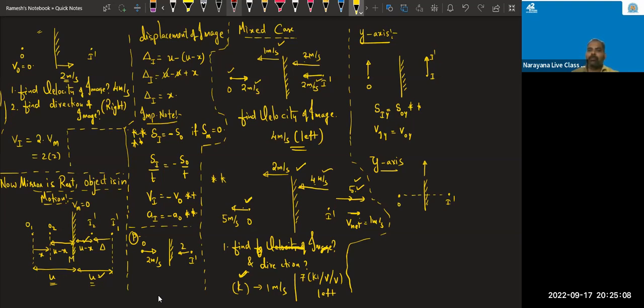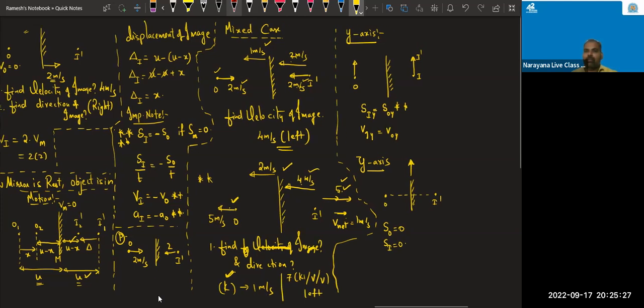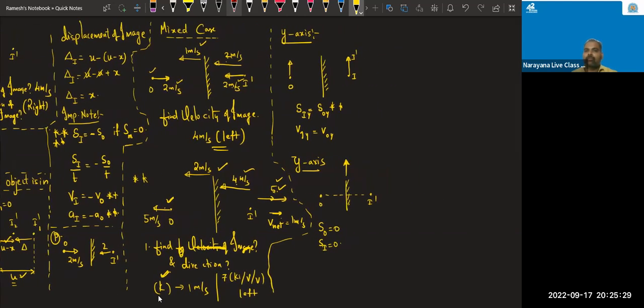Okay, so I will add that point. If mirror motion is there, what will happen? Displacement of the object is 0. So displacement of the image also how much? 0. Correct or not? Understood or not? It is unaffected. If both are there, I will add both cases.